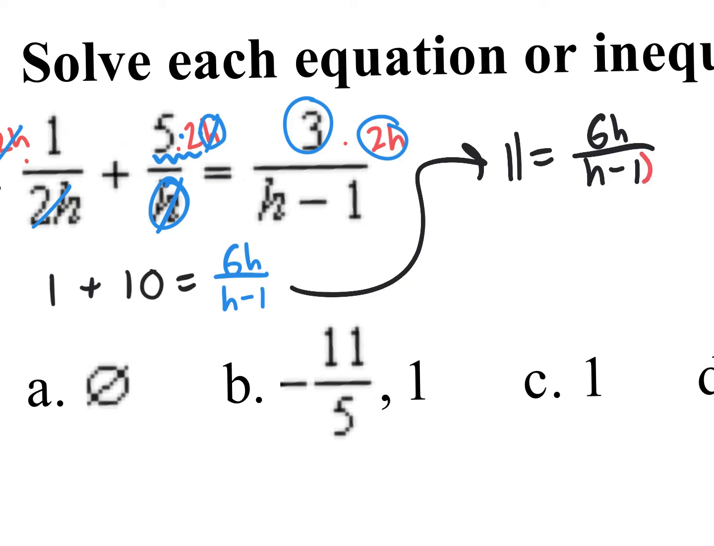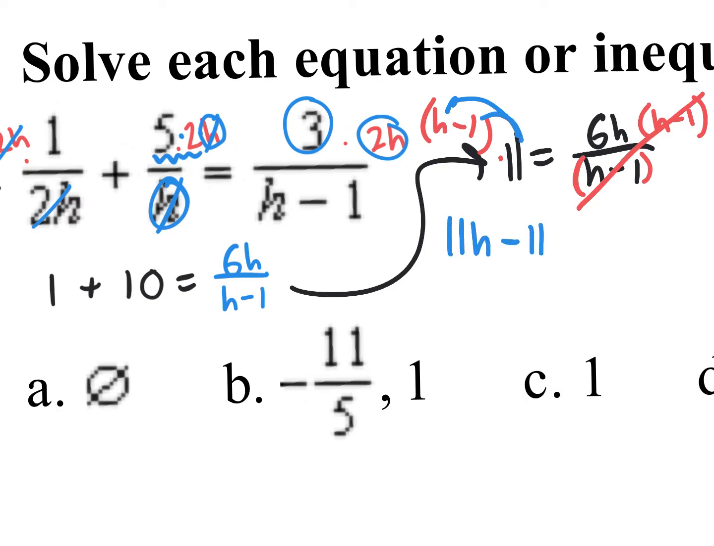So I do have a binomial down here, h minus 1. Let's multiply by h minus 1. That way it'll completely cancel out. But then again, you have to multiply everything in your equation by that denominator, h minus 1. And there's only one other item, which is 11. So let's multiply that by h minus 1 as well. And of course, we're going to distribute: 11 times h is 11h. 11 times negative 1 is negative 11. Bring down the equal sign. Bring down what's left over, the 6h.